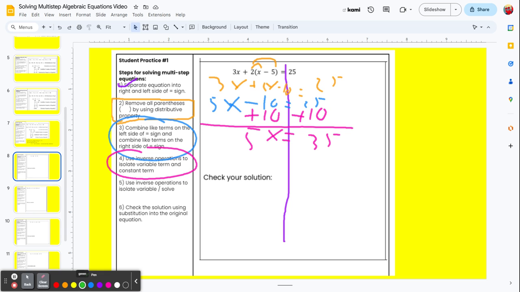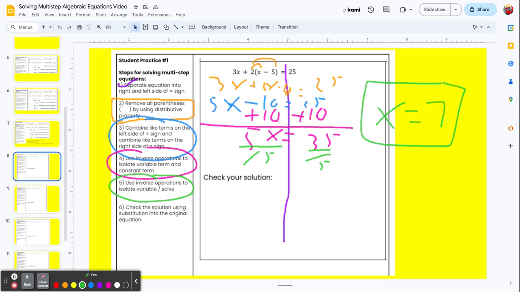All right. Now what we want to do is we want to use inverse operations again to solve for the variable. We want 1x. Okay, so 5 times x, we're going to undo that multiplication with division. So we're going to divide by 5, divide by 5. So now we get x equals 7. That's our answer. But we need to now, that's right, check it. So we are going to check it now.